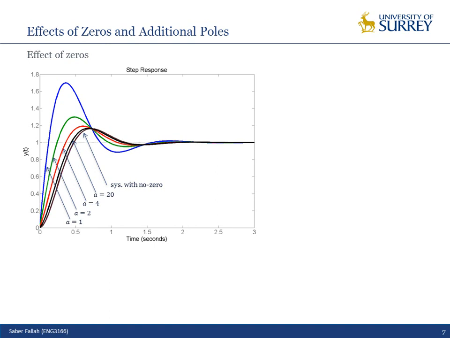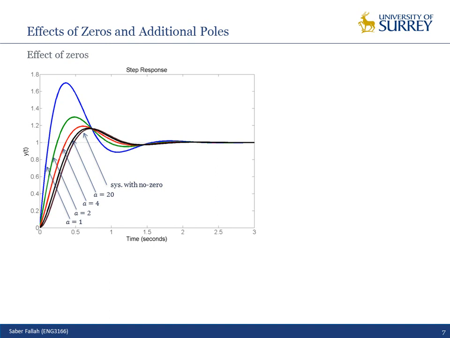Correct? Any question? What is a zero? The roots of the numerator of the system. The roots of the numerator. Can you repeat again? If the zero is far away from the poles of the transfer function, it is a good approximation to have a standard transfer function, or to ignore the effect of the zero on the response of the system.